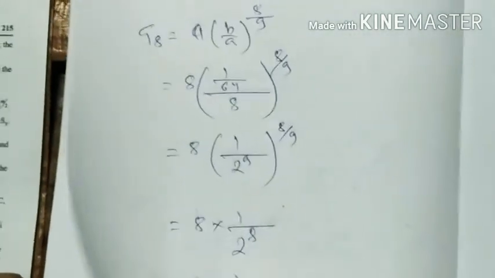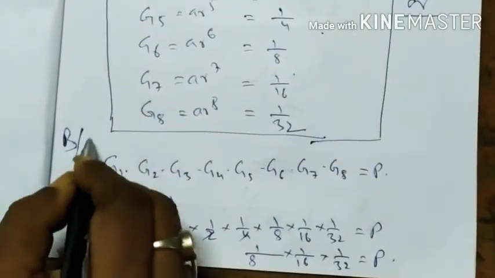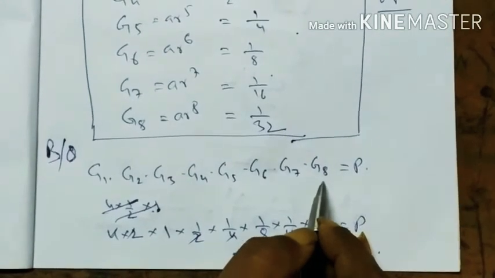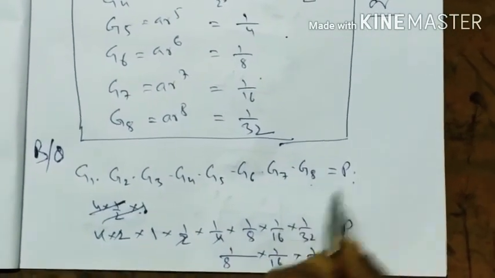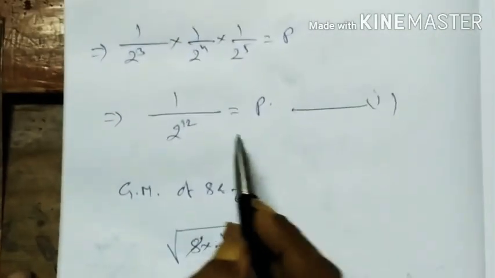It will be better for you. And after that, you use this, which is given by the question. By the question, the product of all 8 G's, the product of all G is P. So I have done the product. It comes out to be P. The value of P comes out to be 1 by 2 to the power of 12.